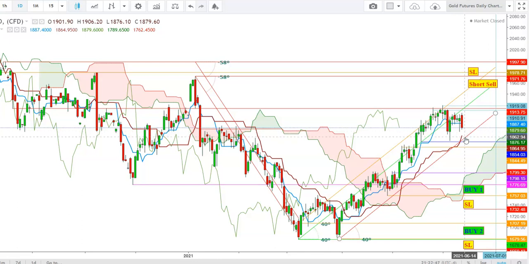We'll see the gold futures test the immediate support at $1866, where the 26 days moving average could provide some support. And I find that if the gold futures are not able to hold above this support, we'll see the gold futures test the next support at the levels of $1854.